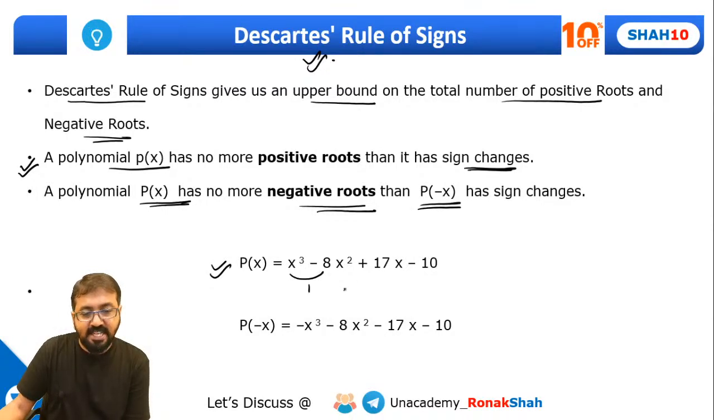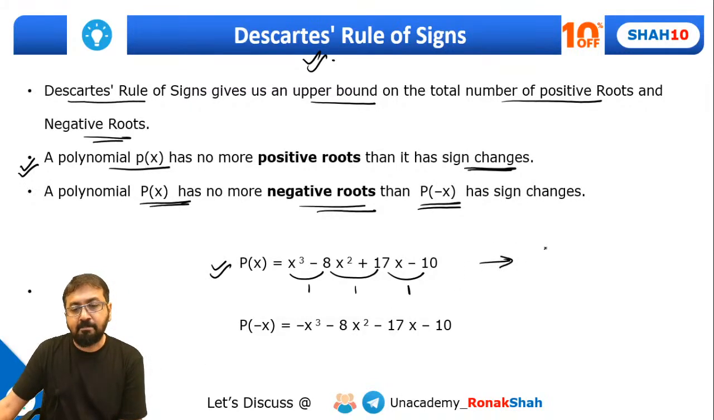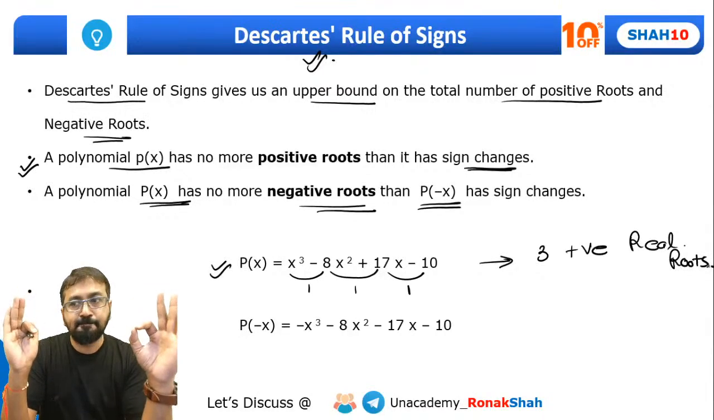Guys, if I take p of x as this one, let's look at the sign change. Can I say there is one sign change over here, then there is one sign change over here, and there is one sign change over here. So there will be maximum 3 positive real roots. क्या सबको ये समझ में आ रहा है?